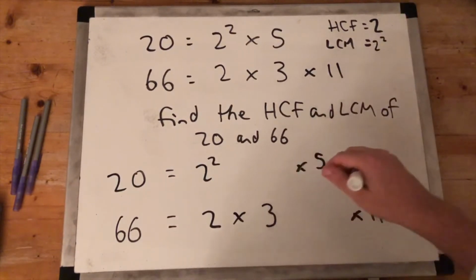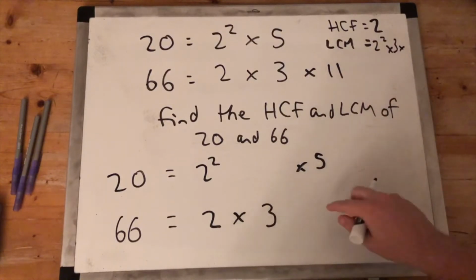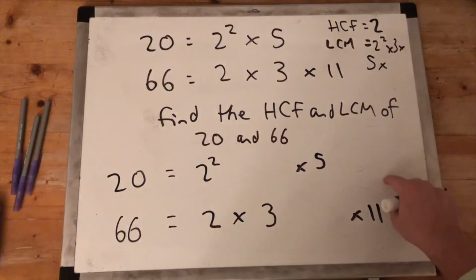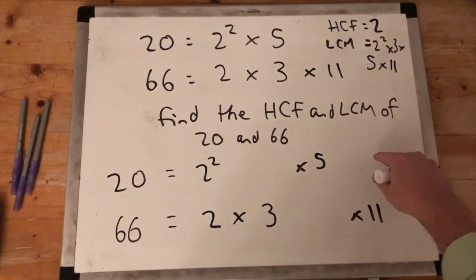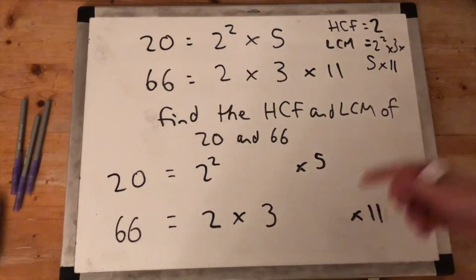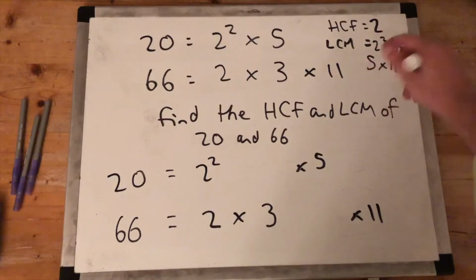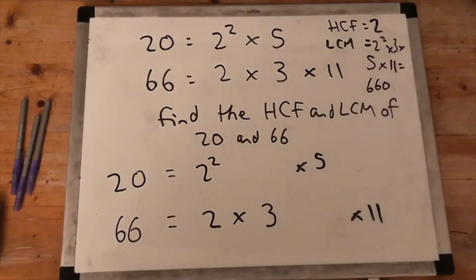3 or nothing? 3. 5 or nothing? 5. Which is higher, 11 or nothing? 11. Would you rather have £11 or no money? You'd rather have £11. So 11 is higher. And now we solve this. 2 squared times 3 times 5 times 11, 660.